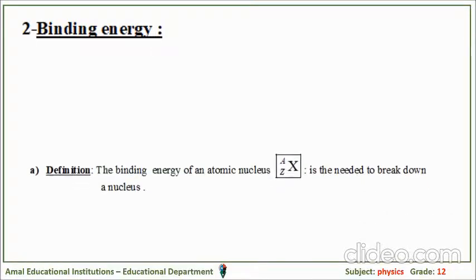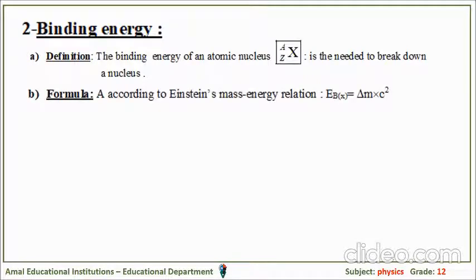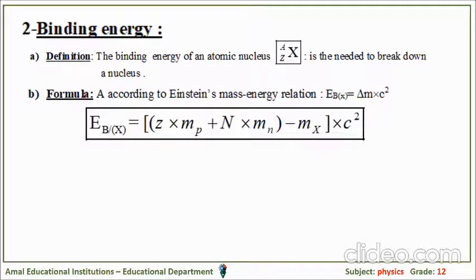Binding energy. We define the binding energy of an atomic nucleus as the energy needed to break the nucleus down. Formula: according to Einstein's mass-energy relationship, E binding is nothing but the mass defect times c squared, where the mass defect is Z times the mass of proton plus N times the mass of neutron minus m of X, times c squared.